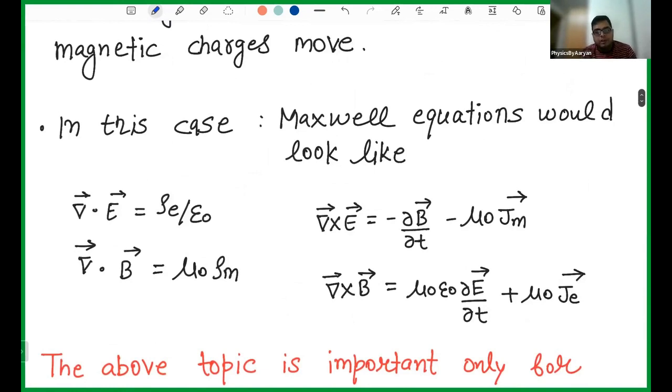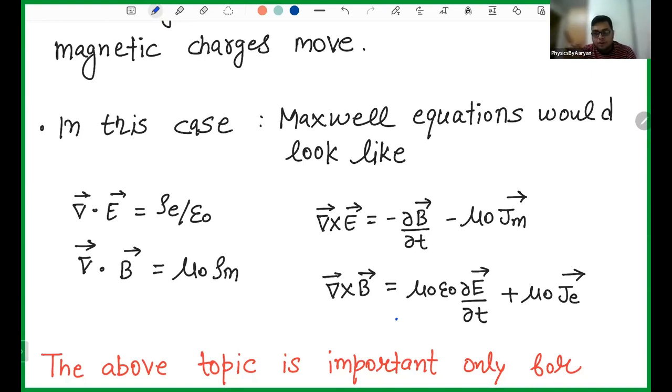Del dot E will be rho E by epsilon naught. What is rho E? Electric charge. However, del dot B is mu naught into rho m. What is rho m? Rho m is the magnetic charge. Now, if the charges are there, then they will also move and they will also have the current. So here we had mu naught Je, here we have mu naught Jm. The sign between this and this is the same. So if this is positive, this is also positive. But in this case, minus partial B by partial t, so here also I will get minus of mu naught Jm.